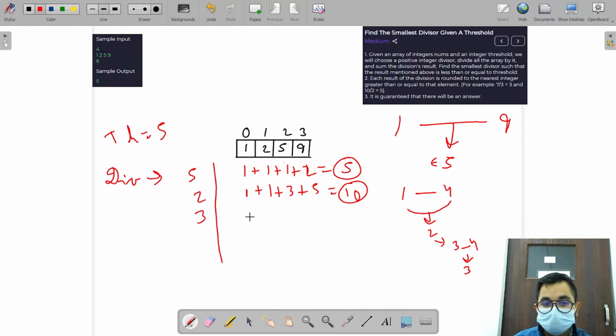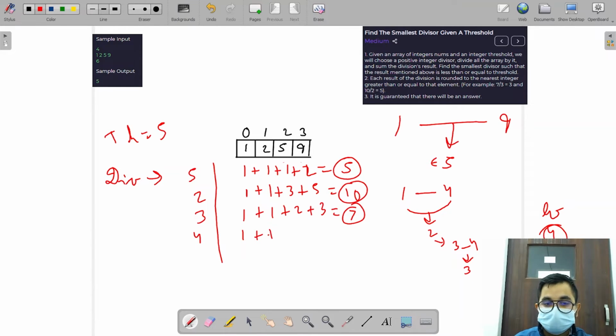Let's compute it with 3. Now what we are going to get? 1 plus 1 plus 2 plus 3. But we are going to get 5, 6, 7. Still more than that. So now I need to increase my low again to mid plus 1. Mid was 3. So now my low value and high value will overlap over 4. Now I'm going to check for 4 because low and high equal same. So mid is also going to be the 4.